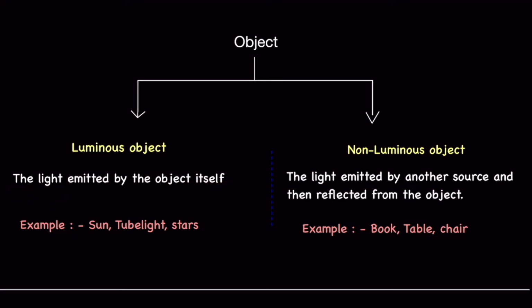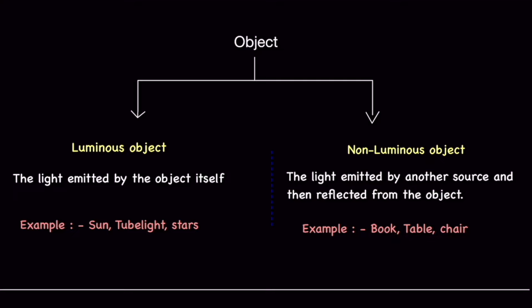Non-luminous is the opposite of luminous. It means it takes the light from others, or you can say it takes the light from a luminous body, like the moon. The moon takes the light from the sun. So at night we can see the moon clearly, but the moon is not producing or emitting its own light. So those objects are called non-luminous objects. The light is emitted by another source and then reflected from the object, like a book, table, chair.